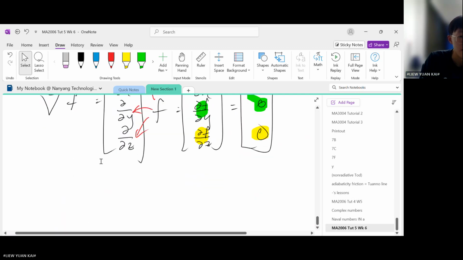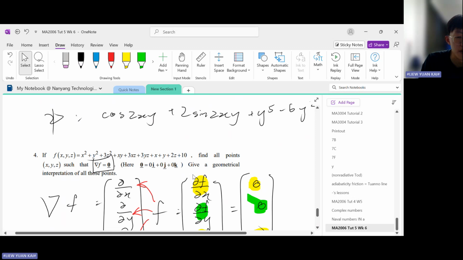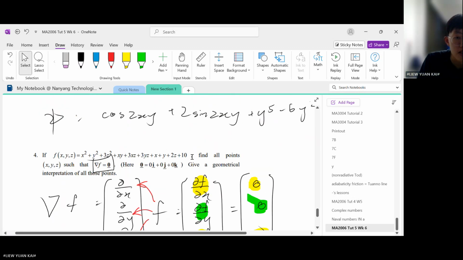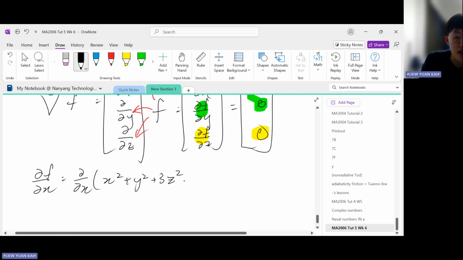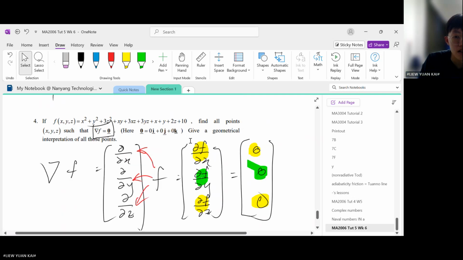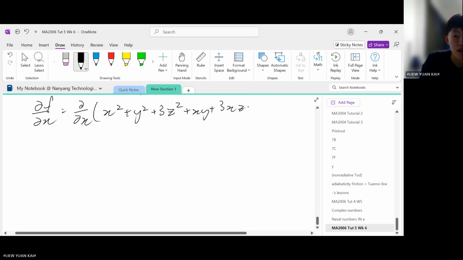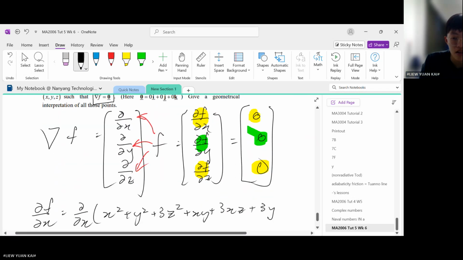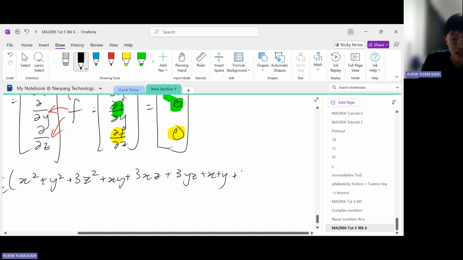Let's find df dx first, which is d/dx of this entire expression. Oh my goodness. x squared plus y squared plus 3z squared plus xy plus 3xz plus 3yz plus x plus y plus 2z plus 10.